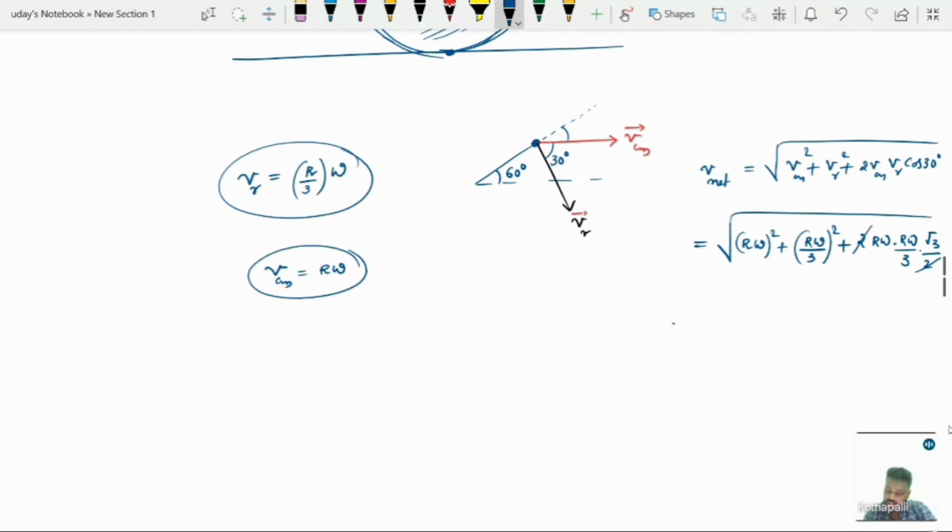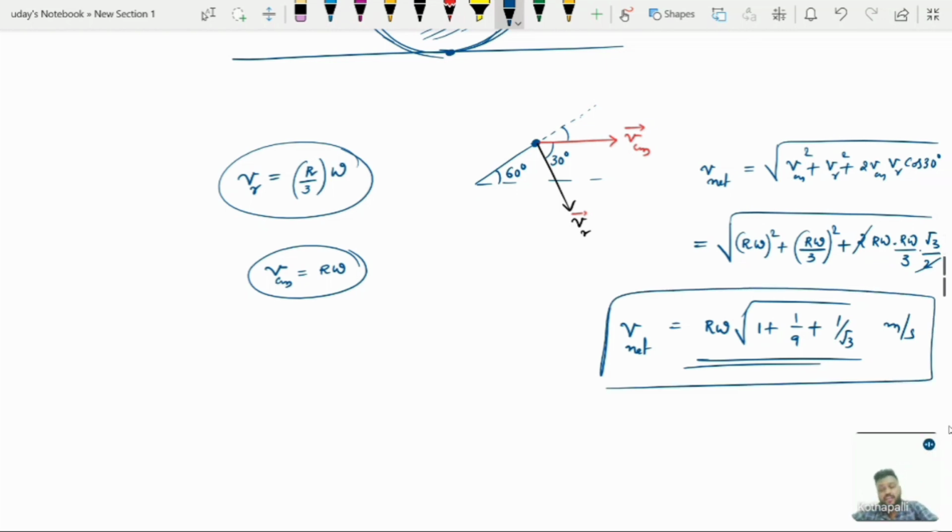So the 2 will get cancelled. Here r square omega square comes common out of the root, giving r omega times root over 1 plus 1 by 9 plus 1 by root 3. This you can simplify, and it will come in terms of meters per second.